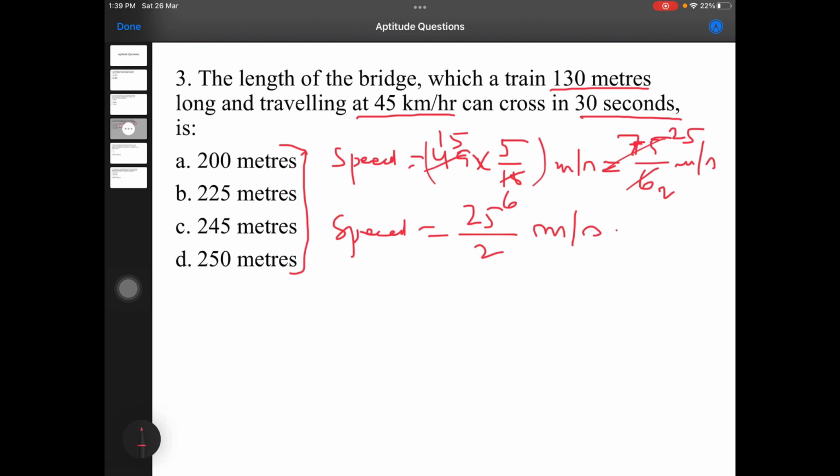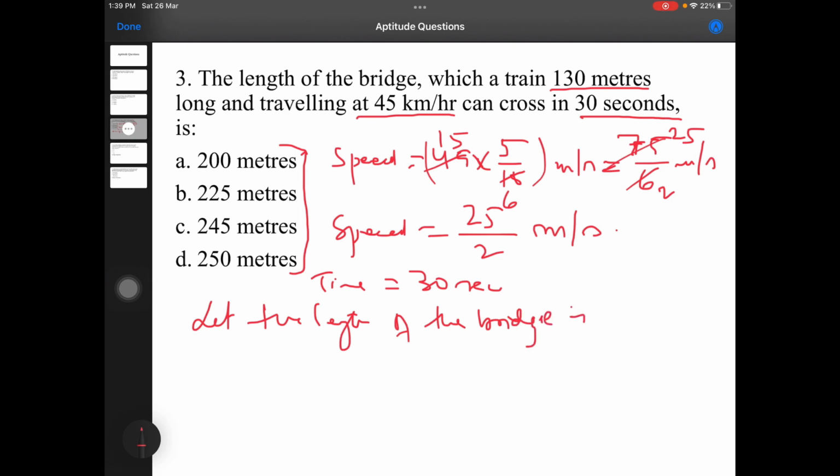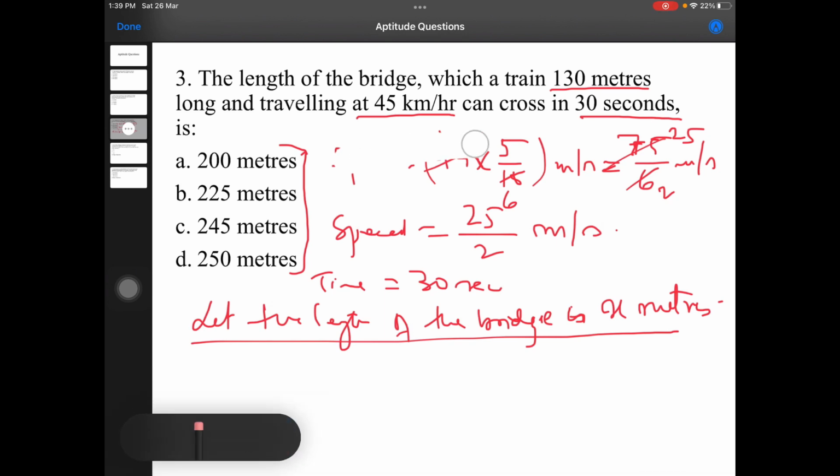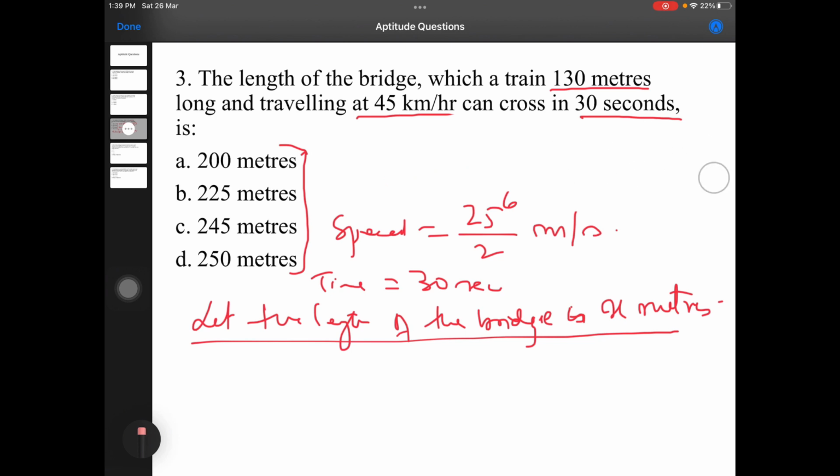And the time given is 30 seconds. So here let the length of the bridge be x meters. So first we have to solve this question, we have to consider 3 scenarios.